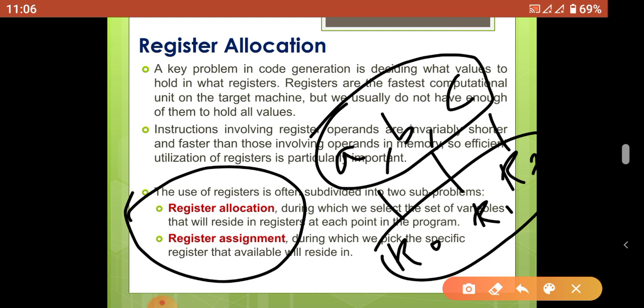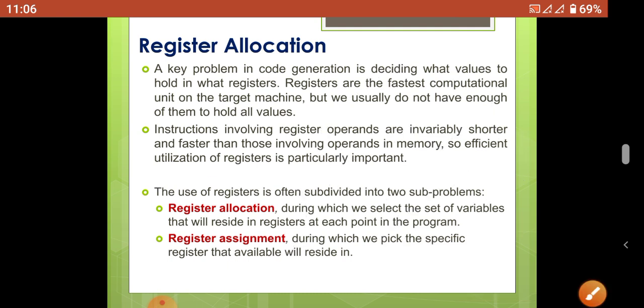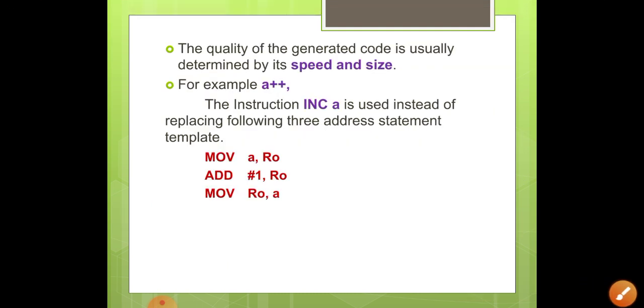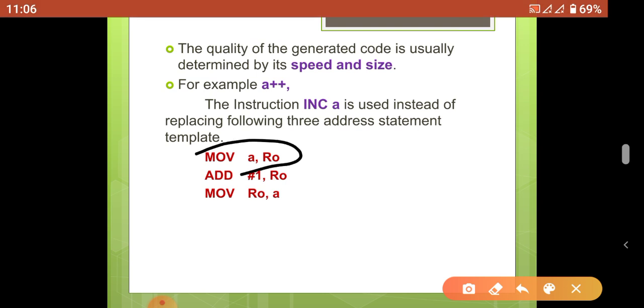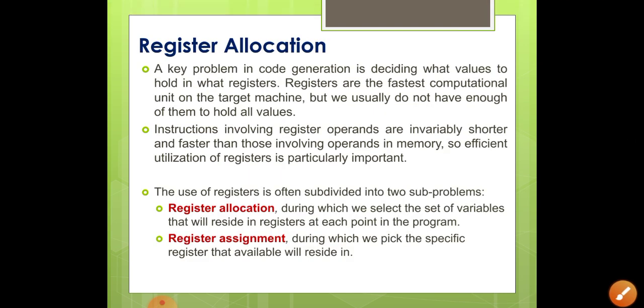Register allocation means that we select the set of variables that will reside in a register at each point in a program. Come to this slide. Consider the first one, move A, R0. In this statement we load the value of variable A into R0. Before we perform it, we should check whether the value of A is already present or not. If it is present, don't perform this statement. We directly move to the next statements. For that purpose, we use register allocation.